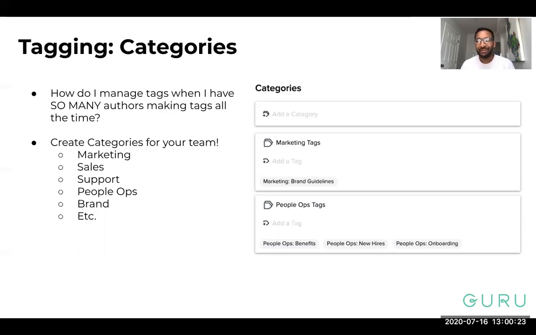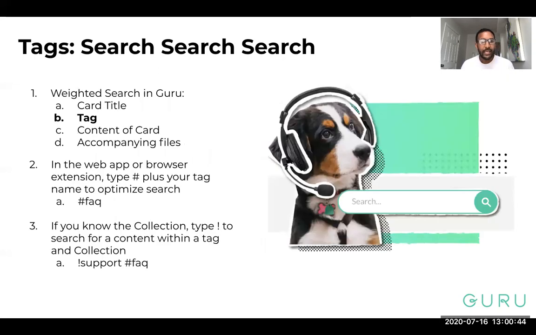And a question that always comes up is, how do I manage tags when I have so many authors making tags all the time? We have a bunch of strategies for you, but first step is to make a category for them and make sure that they're using tags in that category. We're going to dive into that much more later, so just hold on tight. And in a second here, I'm going to demonstrate for you how you add categories and tags as well.